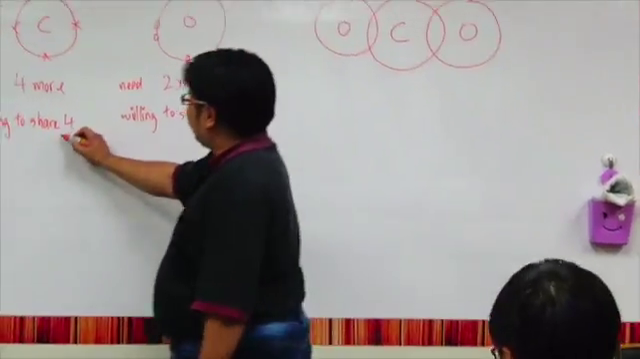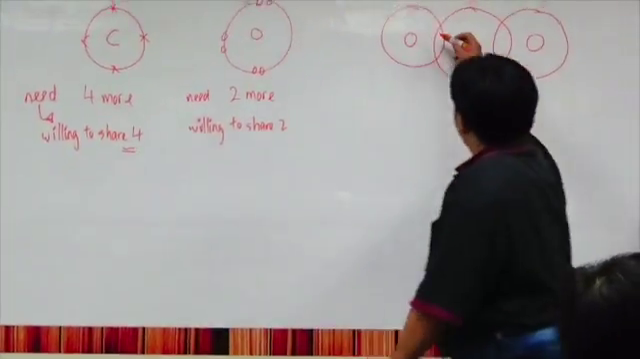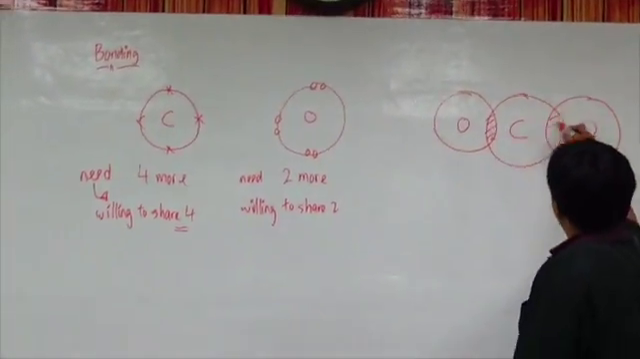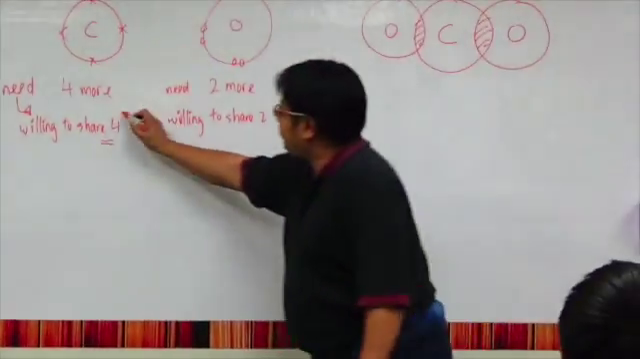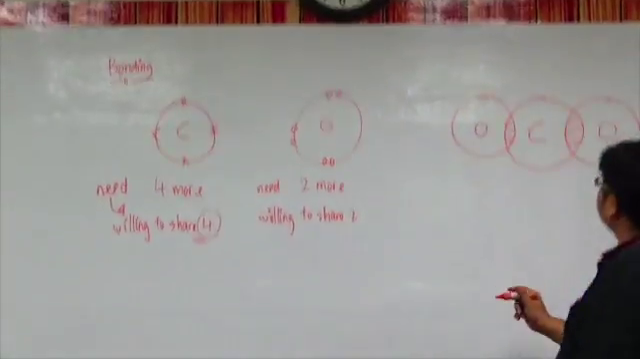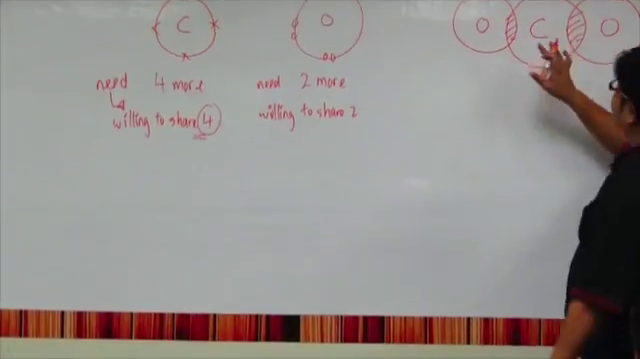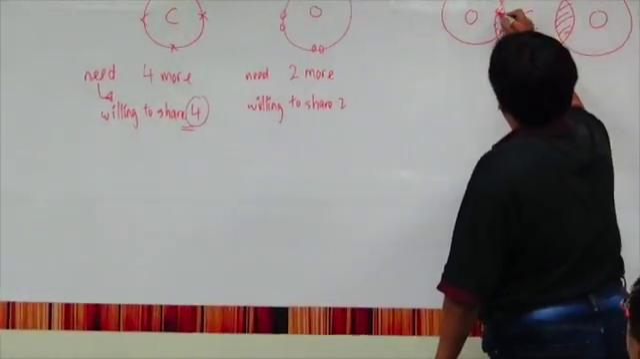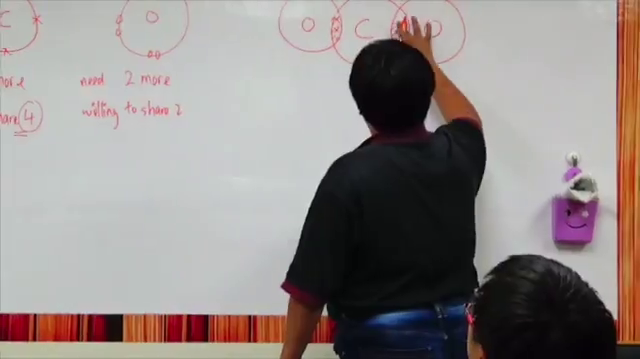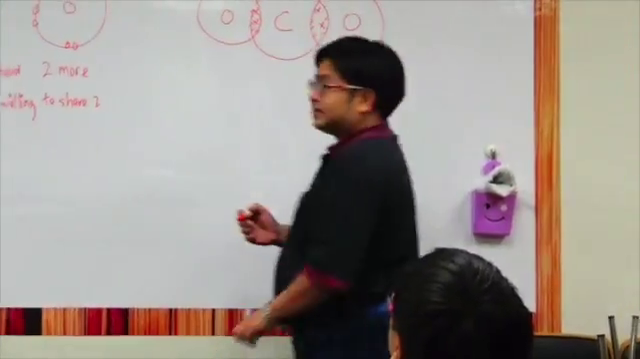So it's willing to share 4, correct? And there are 2 sharing zones here. Correct? So where do these 4 electrons go? Half. Correct? It will be equal sharing. So it will be here. So cross, cross. Then this part, cross, cross, correct?